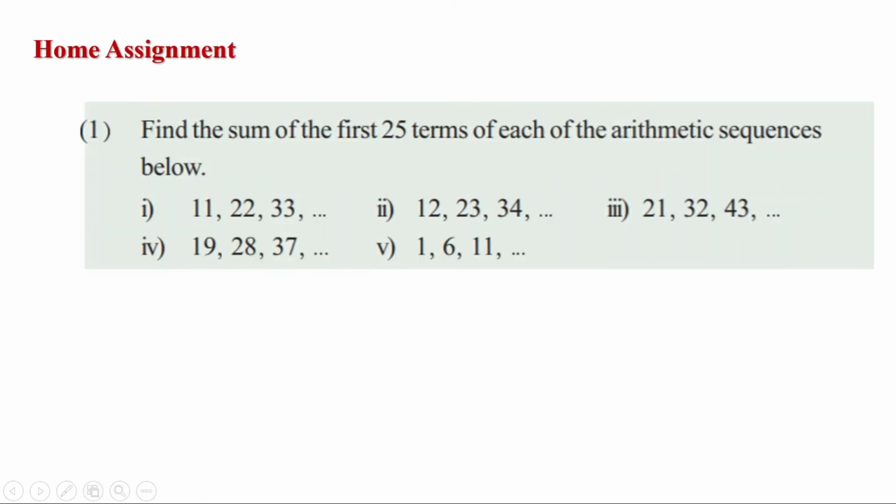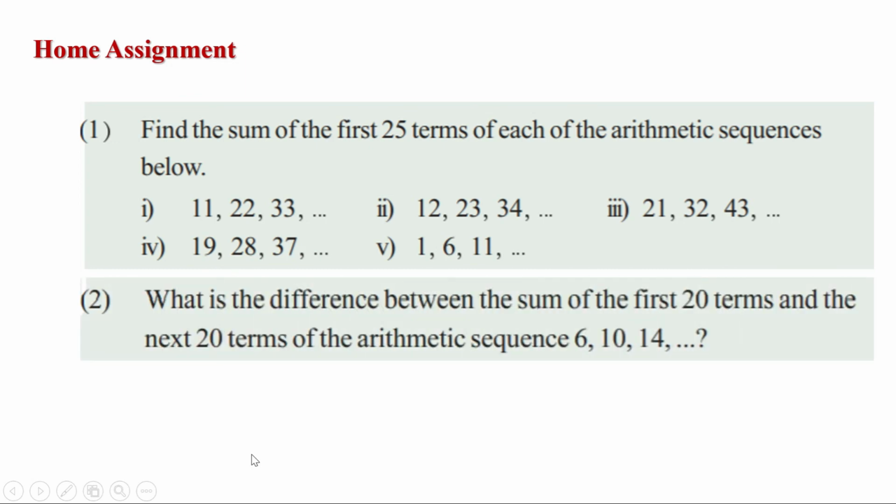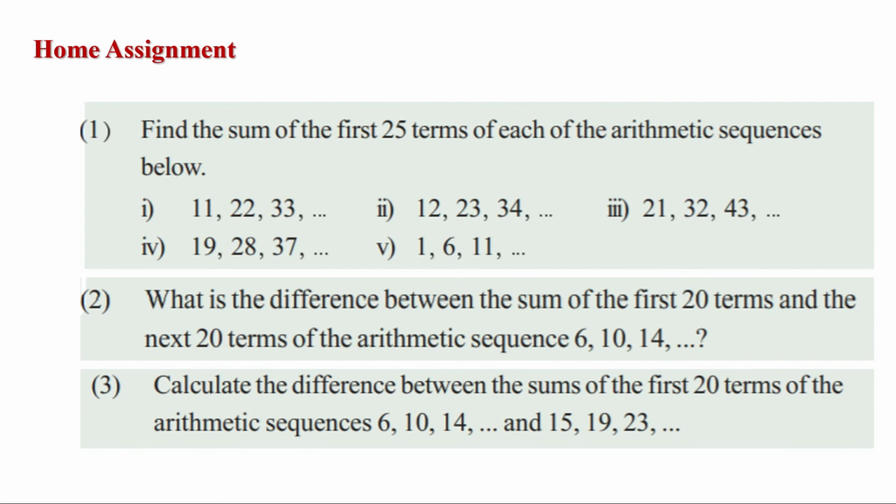Now there are three home assignments. These are the questions from page number 35. First one, find the sum of the first 25 terms of each of the arithmetic sequences below. Second, what is the difference between the sum of the first 20 terms and the next 20 terms of the arithmetic sequence 6, 10, 14, etc. Third, calculate the difference between the sums of the first 20 terms of the arithmetic sequences 6, 10, 14 and 15, 19, 23.